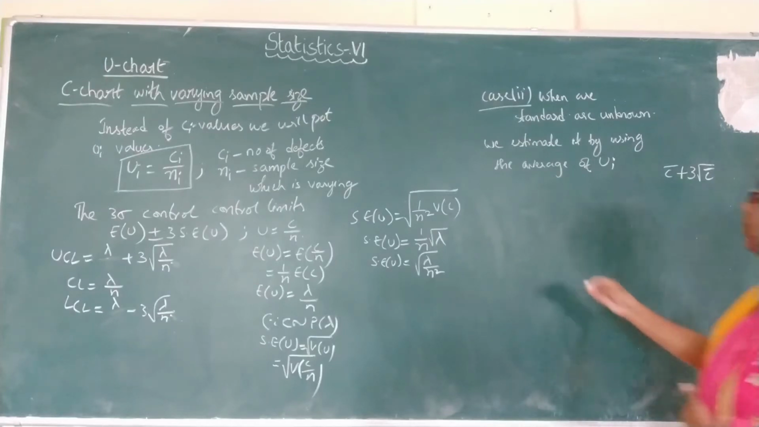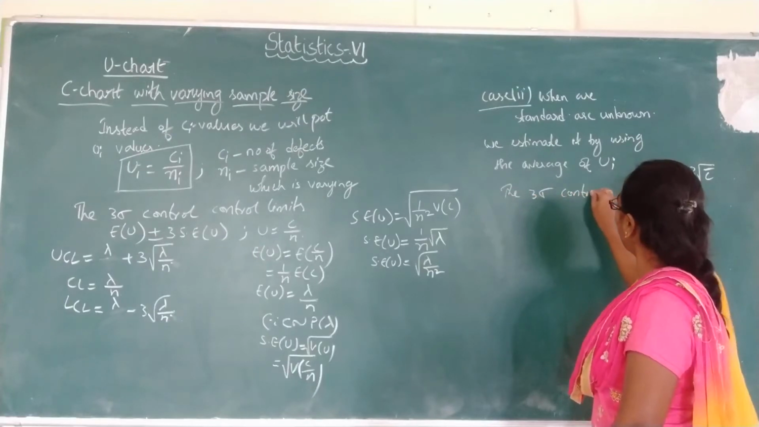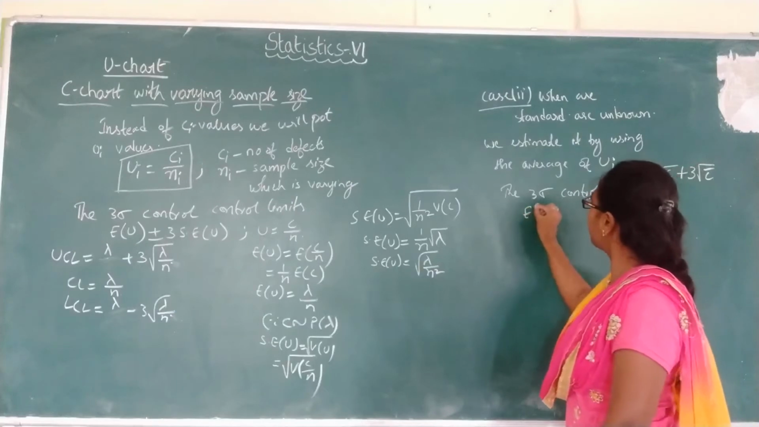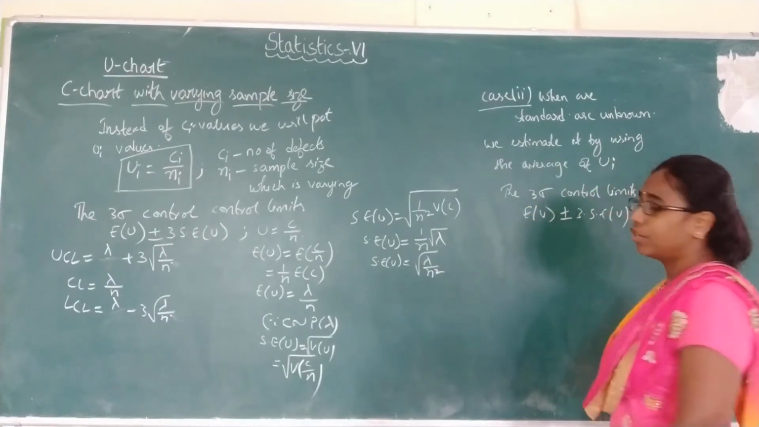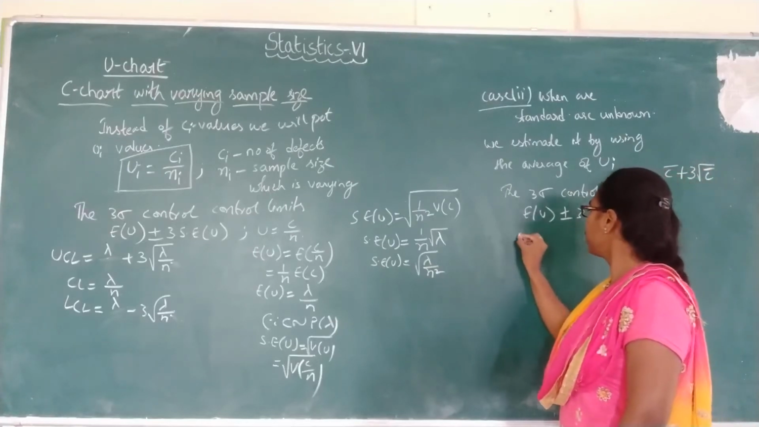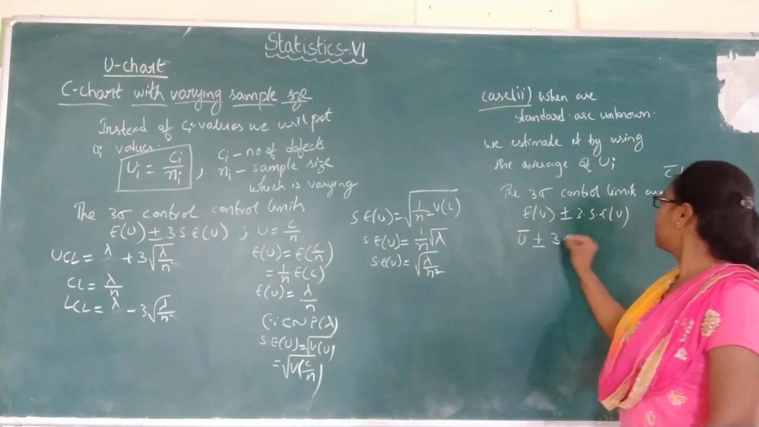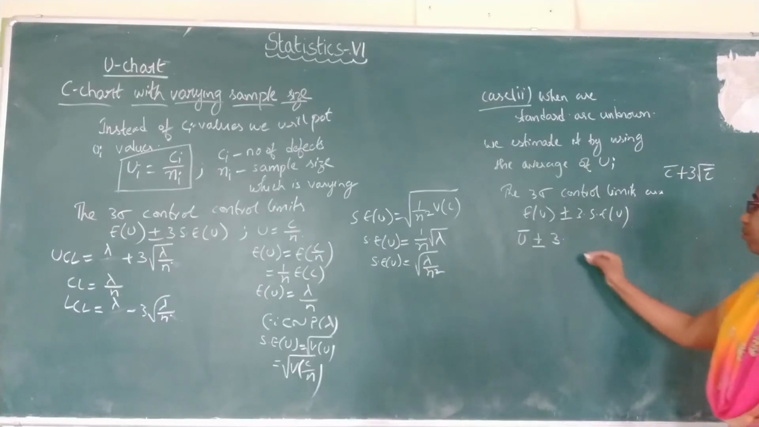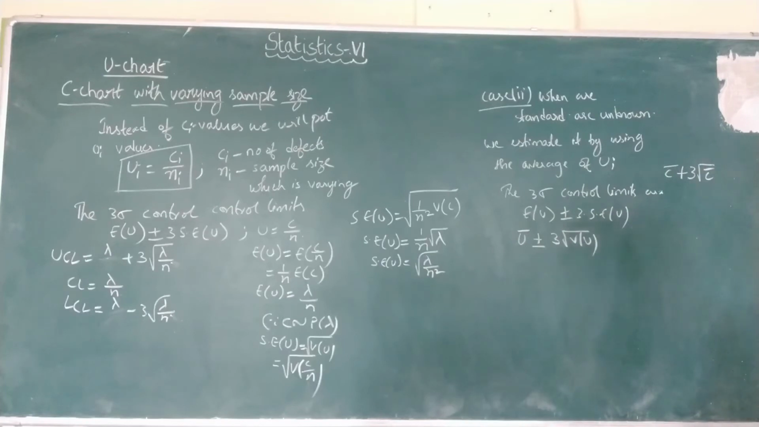So what are the general control limits? The 3 sigma control limits are: expectation of u plus or minus 3 into standard error of u. Expectation of u means it is the mean value u bar, plus or minus 3 into standard error of u, which is the square root of variance of u. So for variance of u, here we are considering u bar.